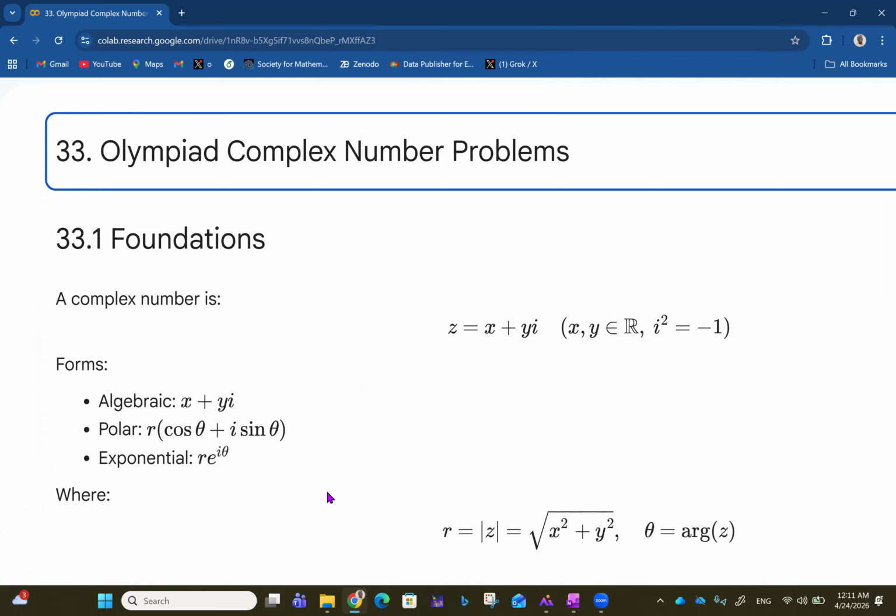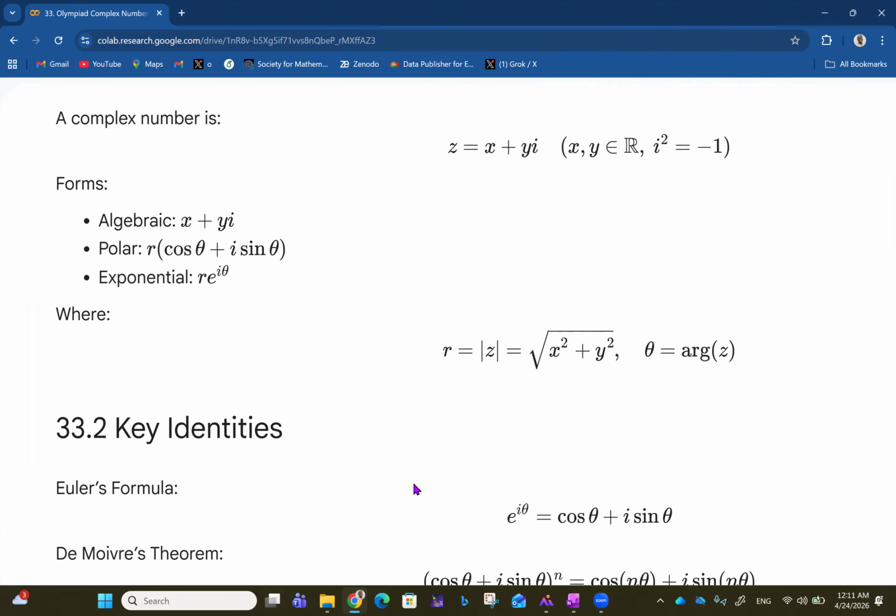So the r we find here, like I said, is the modulus of z, z being x plus yi, and that is the same thing as the square root of x squared plus y squared. And theta is the argument of z. And I said that theta is actually arctan of y over x, the inverse tan of y over x.